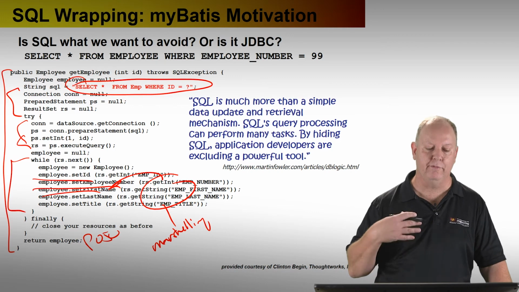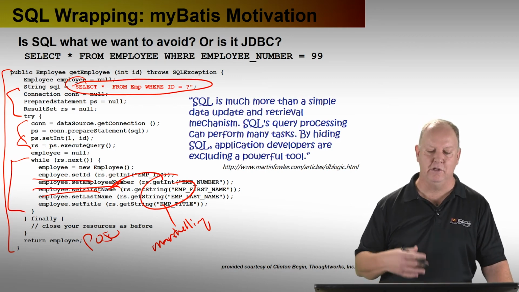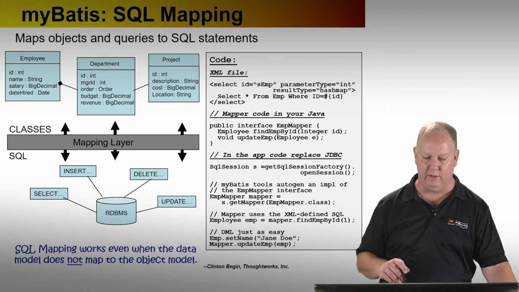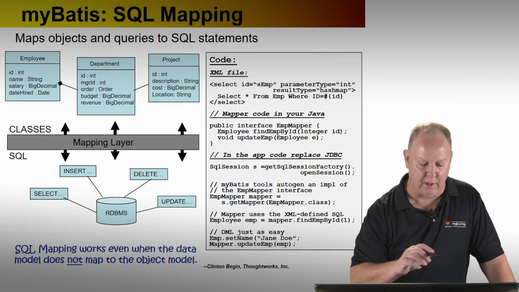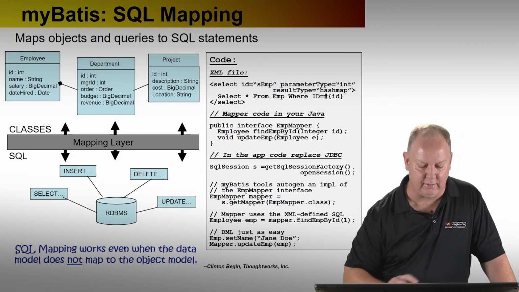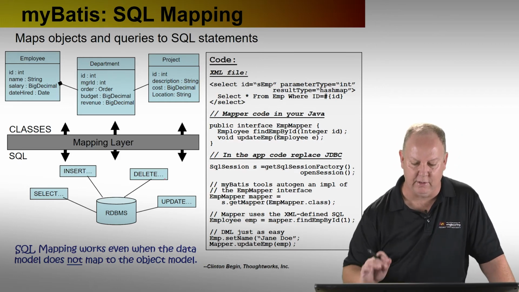We just want to remove the verbosity and complexity of the JDBC low-level plumbing semantics. So they do it in the following way, and this is a very simple example. Let's say I have an employee, a department, and a project. I have a set of classes over my object model, and I want to map these to the select, insert, delete, update states in my relational database.